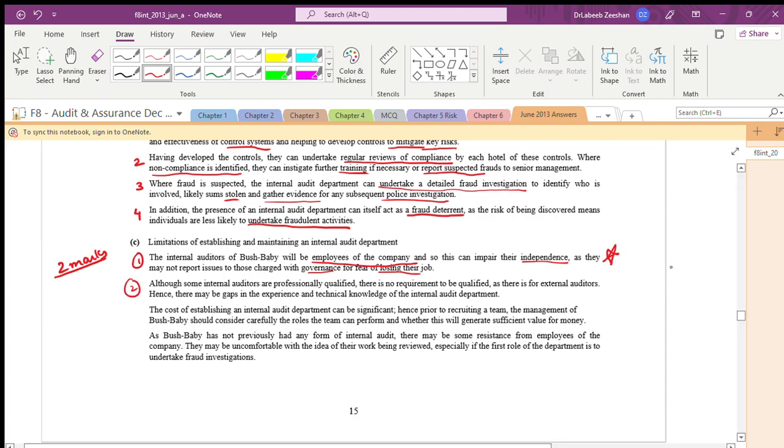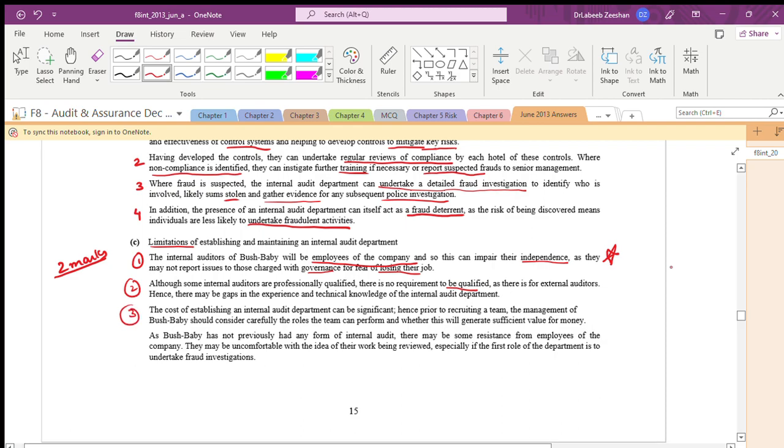Although some internal auditors are professionally qualified, there is no requirement for them to be qualified. No qualification is required. That is one of the limitations of internal audit. Unlike the external auditor, where there is such a requirement, there is a gap of experience and technical knowledge with respect to internal audit. Now, what is the third one?